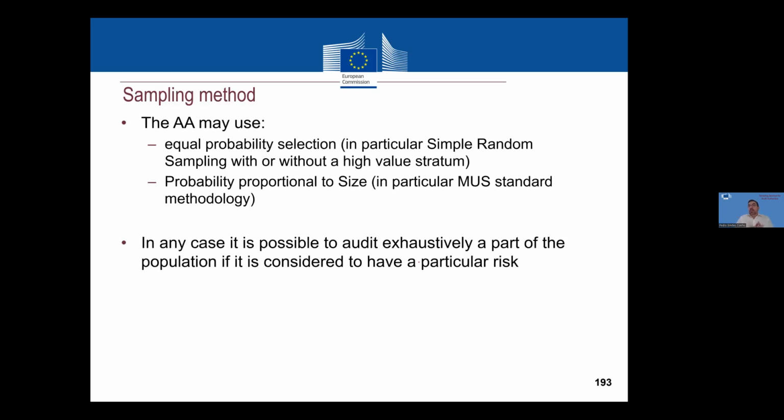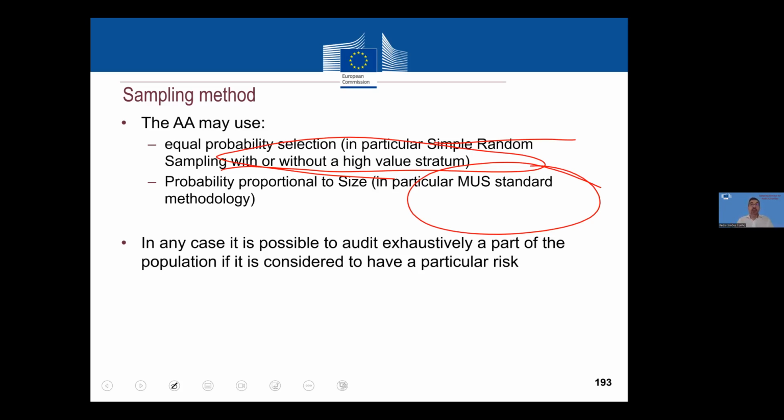Sampling method, as usual, can be equal probability selection, as in simple random sampling, and probability proportional to size, as in MUS. And if you use simple random sampling, again, don't forget that you can either use or not a stratification by expenditure; including or not this high value stratum is optional. On the contrary, in the case of MUS, the high value stratum is not introduced by design, it is a feature of the sampling method itself.